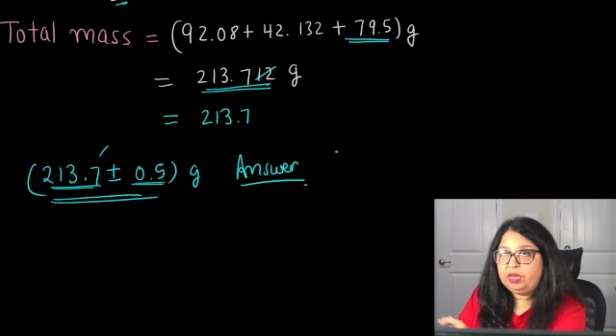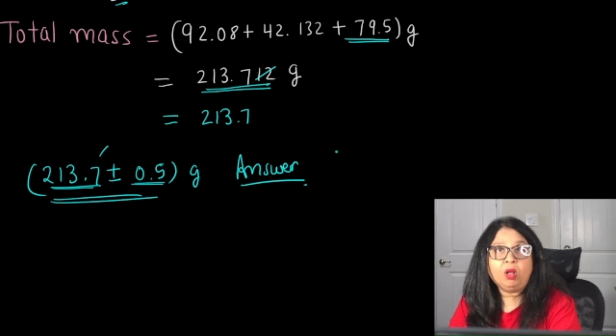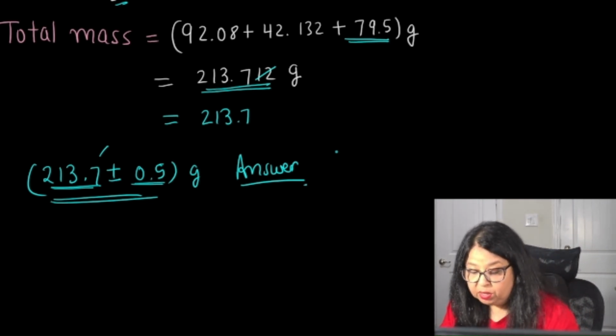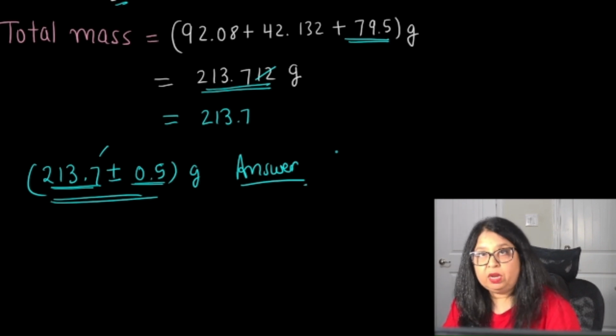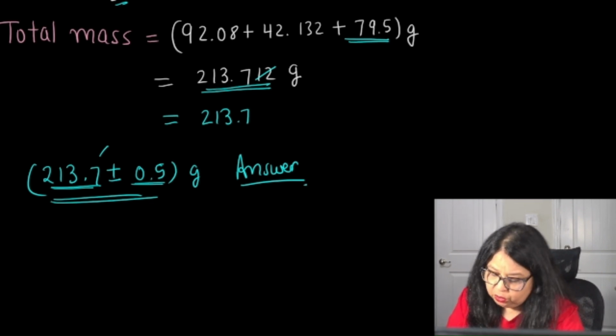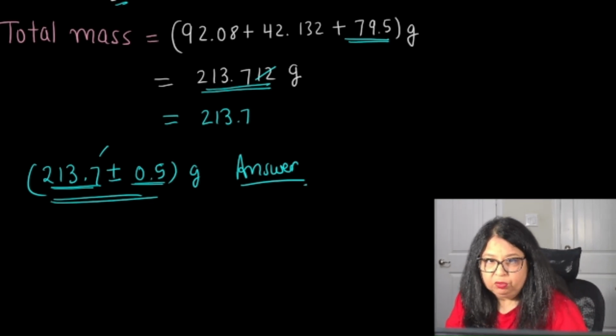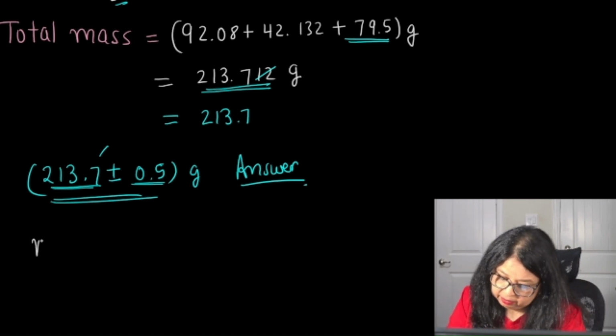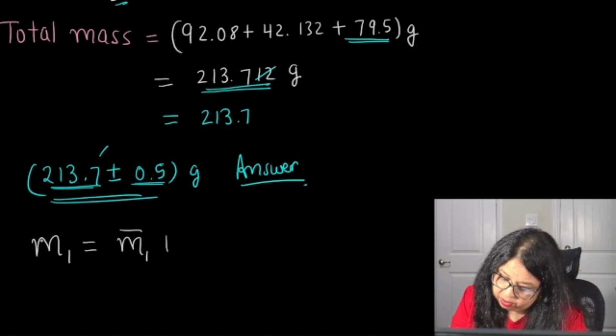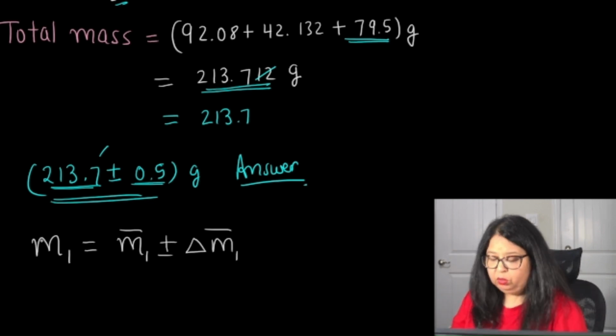Yes. We did not have to do all this elaborate work. We could have done it in a very, very easy and simple way. Let's see how. So what I'm going to do is, I'm going to say that M1 is equal to M1 bar plus minus delta M1 bar.